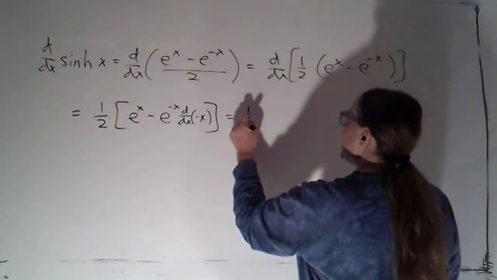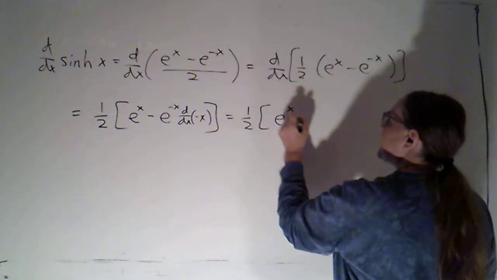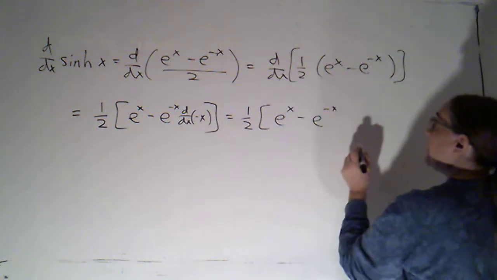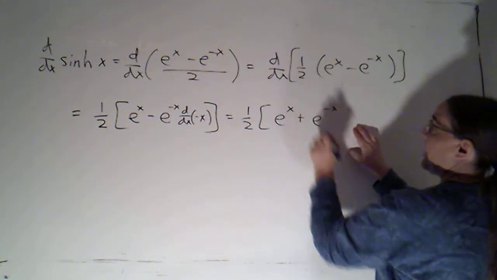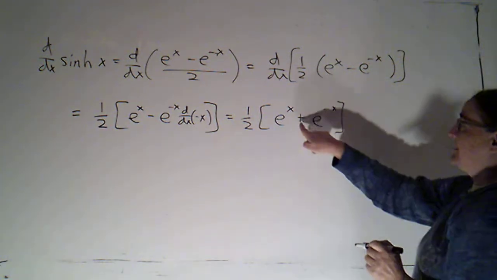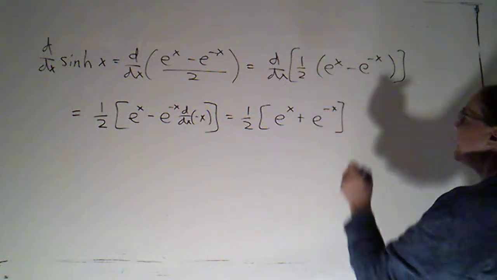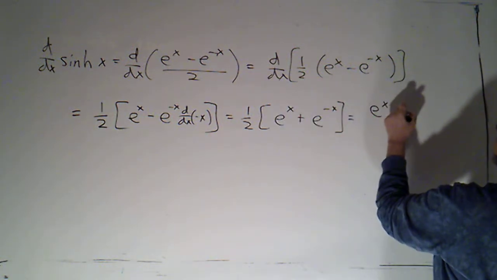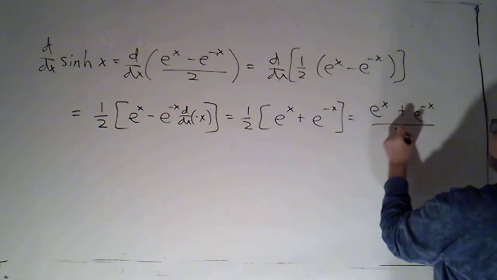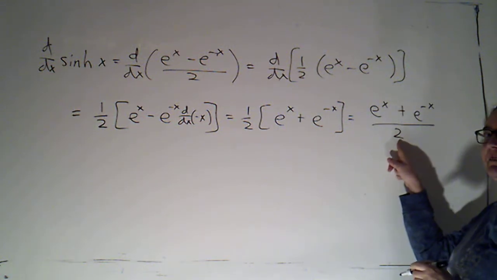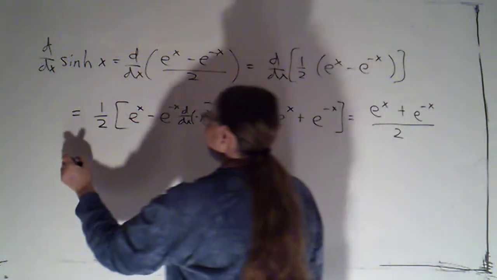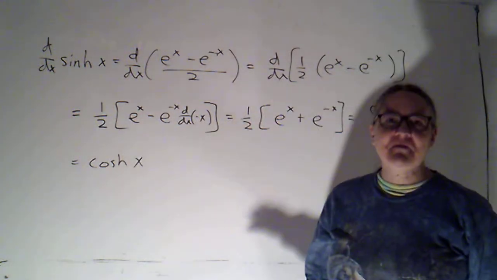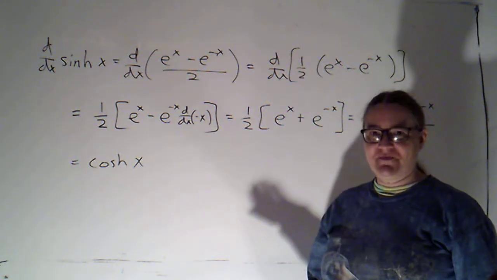All right, so that's 1/2 of e to the x minus e to the negative x times, that would be a -1. I'm just going to combine that with that negative sign to change that to a plus. And then I think I'm going to slide that 2 onto the bottom and write this as e to the x plus e to the negative x over 2. That's a familiar formula. That's cosh. So the derivative of sinh is cosh.